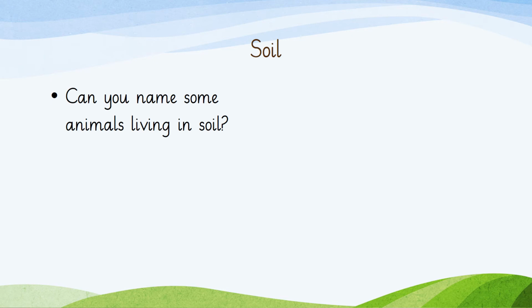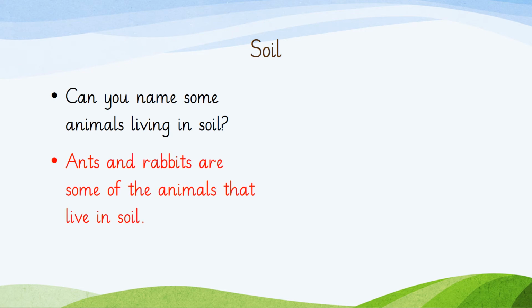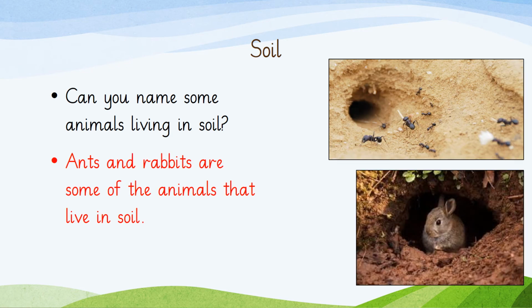Can you name some animals that live in the soil? Ants and rabbits are some of the animals that live in the soil. That is how they make their homes in the soil and they live underground. So soil not only supports the plants, it also provides a home to many of the animals.